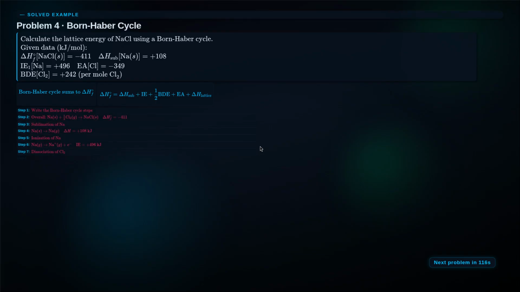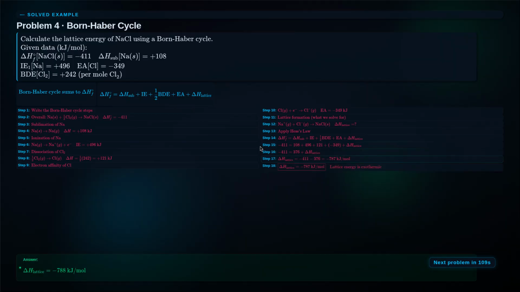Problem 4. Calculating lattice energy of sodium chloride using the Born-Haber cycle. Given data, delta HF naught of NaCl solid equals negative 411 kilojoules per mole. Sublimation energy of sodium is plus 108. First ionization energy of sodium is plus 496. Electron affinity of chlorine is negative 349. Bond dissociation energy of Cl2 is plus 242 per mole of Cl2.